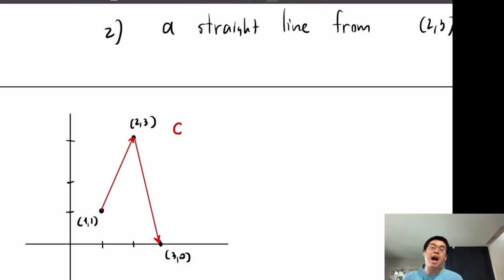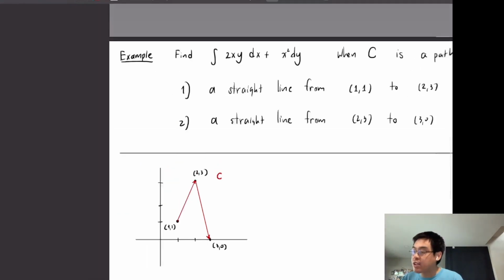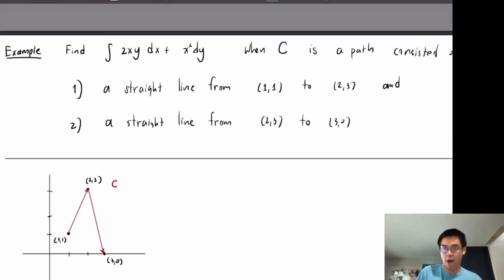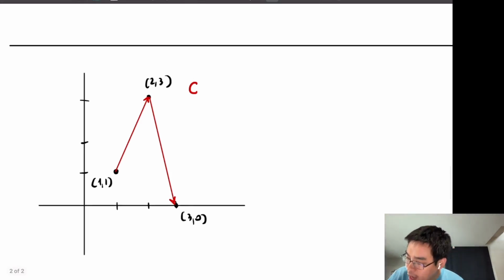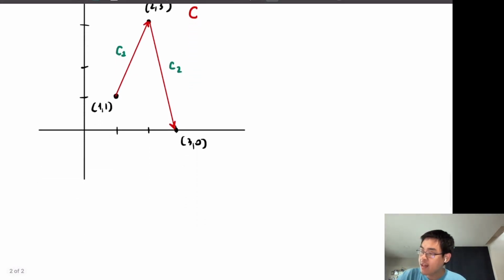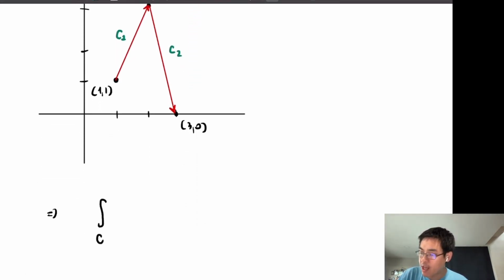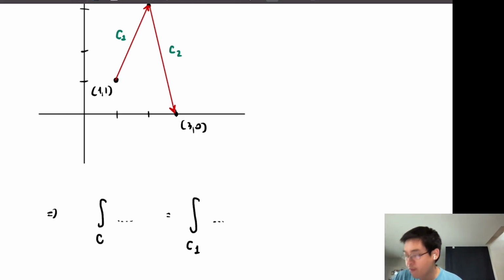And we basically ask, for this C, what is the integral of 2xy dx plus x squared dy? So what do we do? When you see a path that looks like a broken line together like this, you should think of it as two parts, C1 and C2. Instead of integrating over C, because it's too hard, you break it down into two sub-problems: integrate over C1 and integrate over C2.